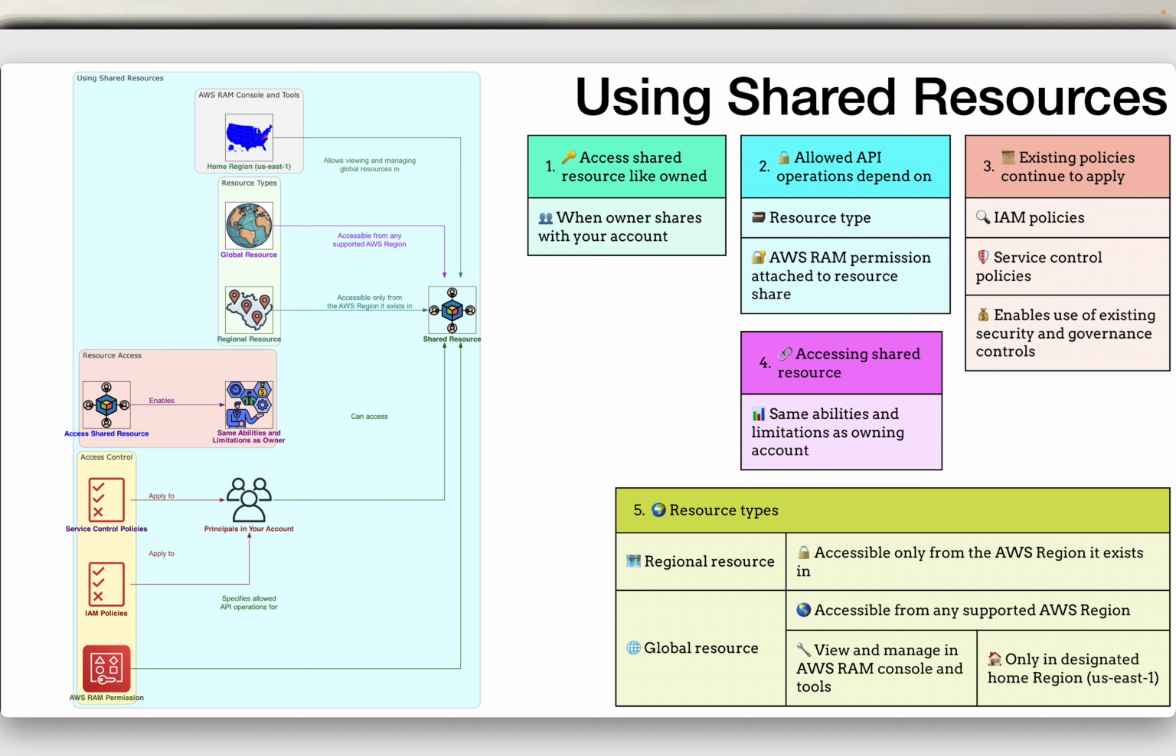You can view and manage the resource share and its global resources in the AWS RAM console and tools only in the designated home region, which is North Virginia, US East 1. So this is for global resources. You have to change the region in the AWS console to US East 1 to see the global resources.